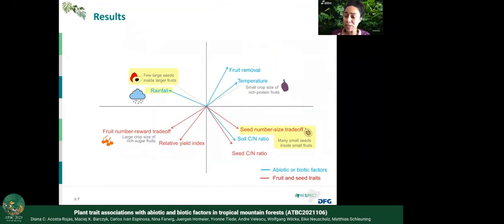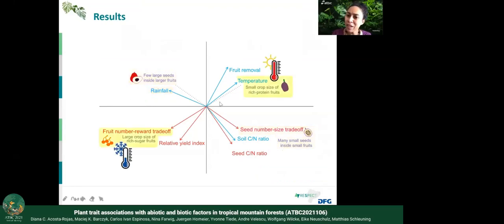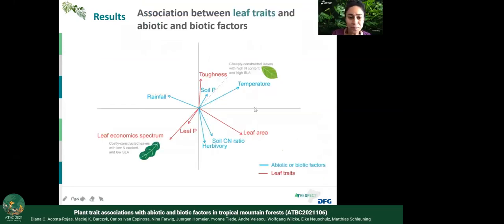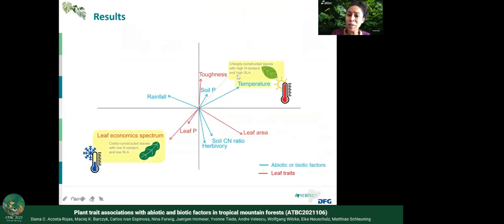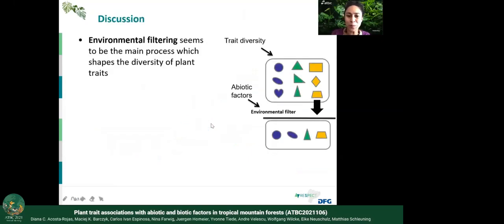The main interesting patterns in our system are that fleshy-fruited plant species produce few large seeds inside larger fruits in rainy environments, whereas many small seeds inside small fruits were positively related with less rainy habitats. The production of abundant protein-rich fruits was positively related with high temperature and to a lesser extent with food removal. In terms of leaf traits, the production of cheaply constructed leaves was positively related with high temperature, interestingly, and leaf area decreased with increasing rainfall.